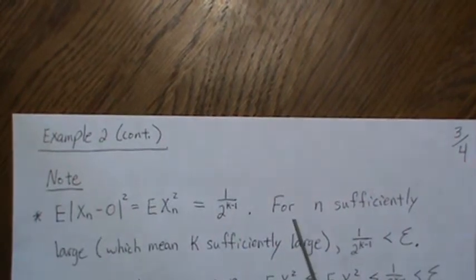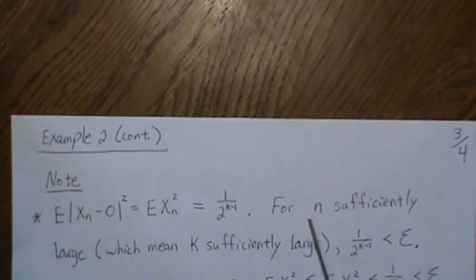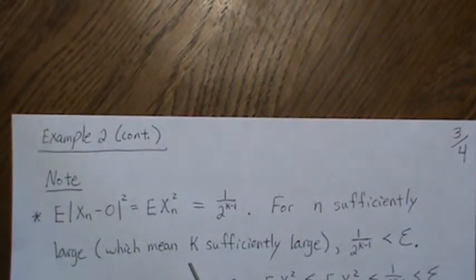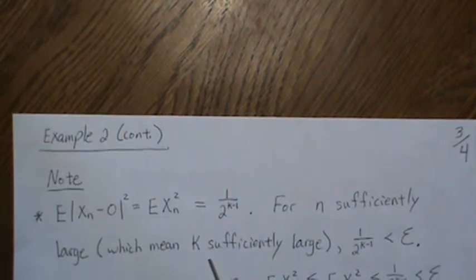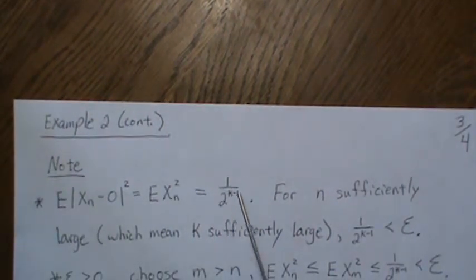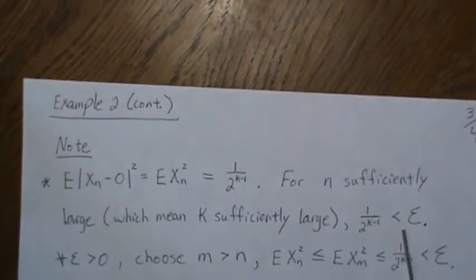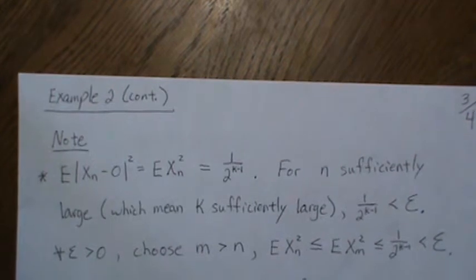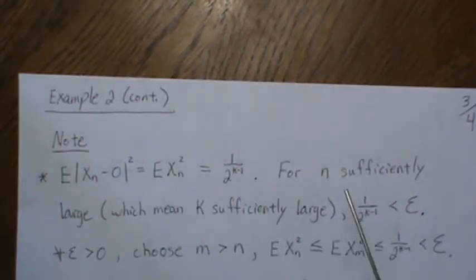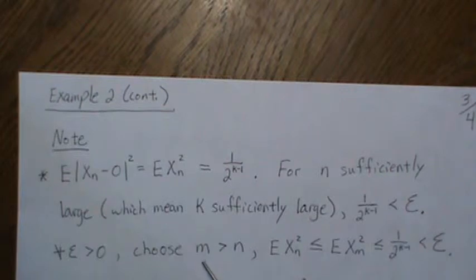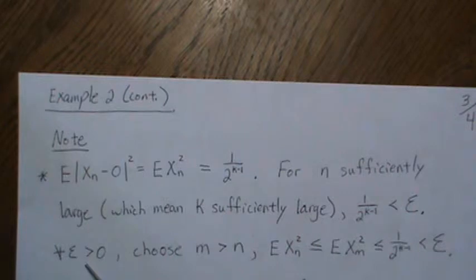Now, for n sufficiently large, and remember, as n gets bigger and bigger, that forces k to get bigger and bigger. So for sufficiently large n, we can make this arbitrarily small, say smaller than epsilon, for any epsilon. Once we get n big enough that this is the case, then for any m bigger than n, we choose epsilon greater than 0, and we choose an m that's bigger than that n that we found over here.